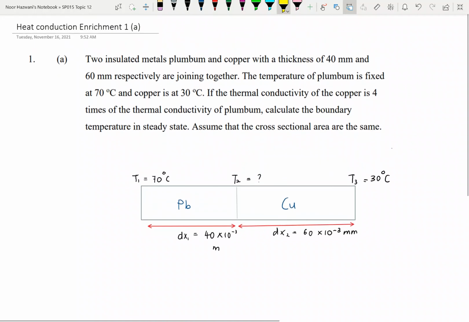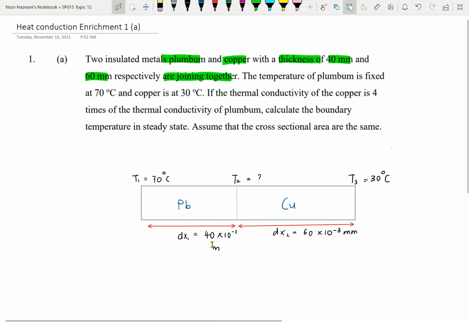So welcome back. Let's proceed our discussions on enrichment 1A. So the question is, two insulated metals, lead (plumber) and copper, with thickness of 40 mm and 60 mm respectively, are joined together. So dekat dalam gambar ni I dah lukis. So sebelah kiri kita ada lead and on your right hand side is your copper with different thickness, 40 mm for the lead and 60 millimeter for the copper. So I dah label as you can see from your screen right now.